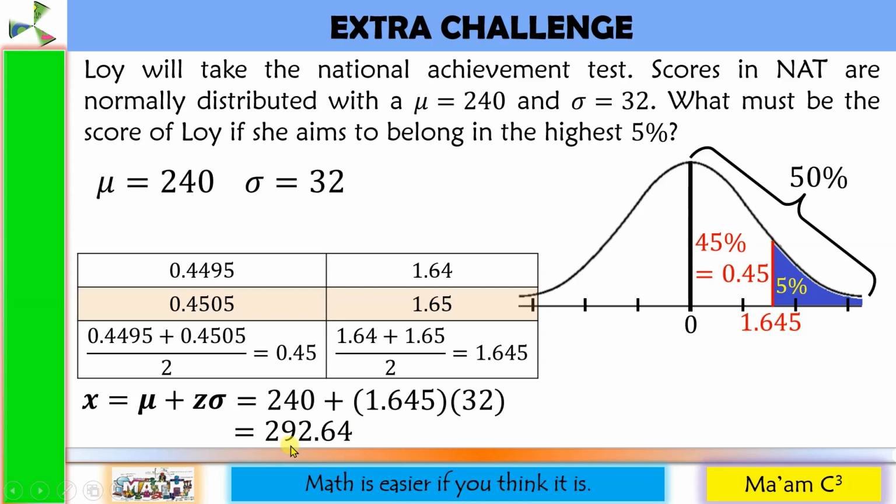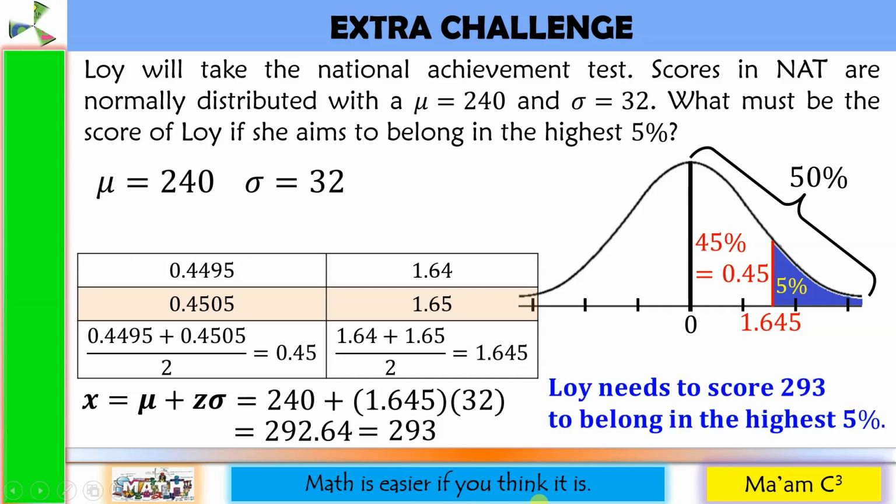292.64. Ma'am, are we going to round down or round up? Again, we are looking for a score. So if Loy's score is 292, then that will fall on this area. But if her score is 293, then it will fall in this area. So this should be rounded up, and this is equal to 293. Finally, let us interpret. Loy needs to score 293 to belong in the highest 5%.